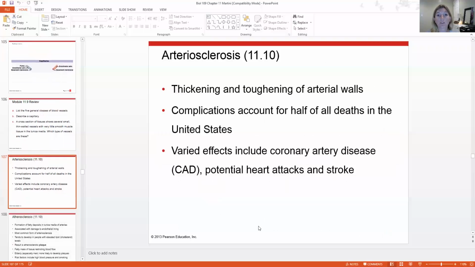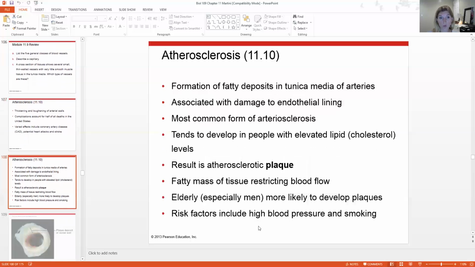Let's talk about some disorders of our vessels. Arteriosclerosis. This is the thickening and toughening of arterial walls. The complications from this disorder account for about half the deaths in the United States. The varied effects can be coronary artery disease, potential heart attacks, stroke. This is caused by the formation of fatty deposits on the tunica media of our arteries. So it's associated with damage to the endothelial lining. Blood can't flow properly. This is the most common form of arteriosclerosis, atherosclerosis.